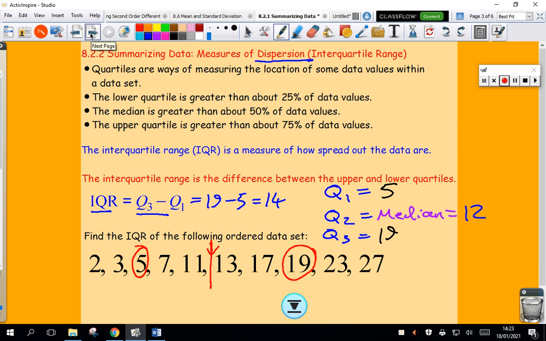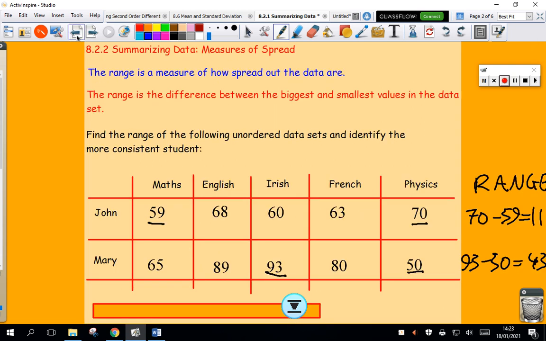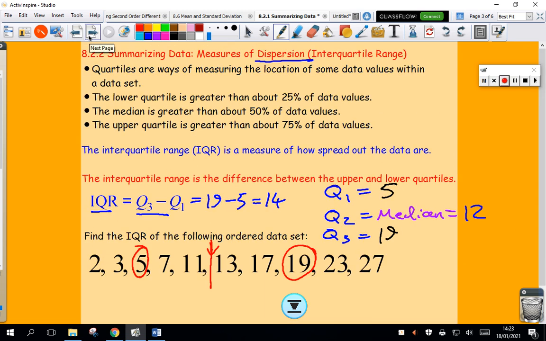If there's no outliers, the range is a great measure of dispersion. However, if there are outliers, well, the range is not a great measure of dispersion because it can be very affected by those outliers. So if there are outliers, I would tend to use the interquartile range as a much better measure of how spread out the data are. So, briefly, if there are no outliers, range is fine. If there are outliers, interquartile range is better.